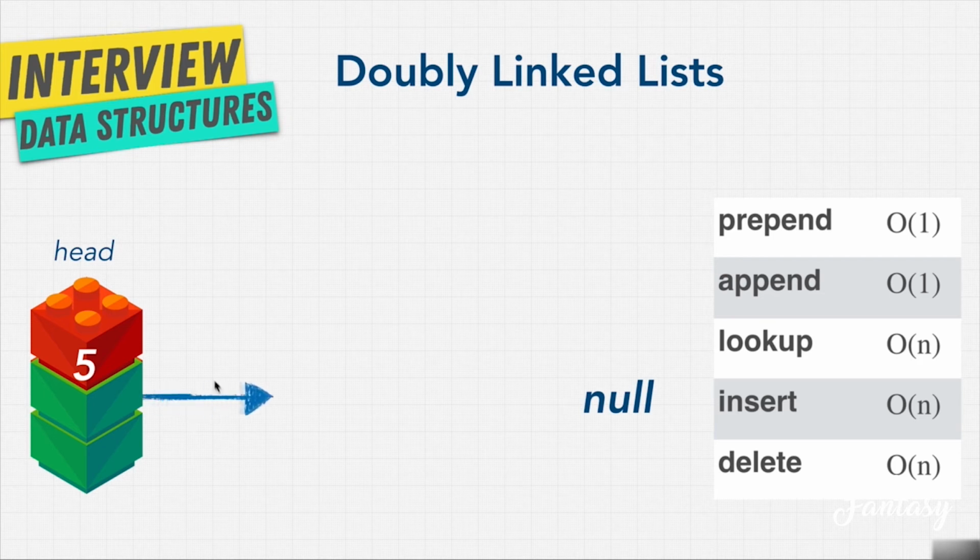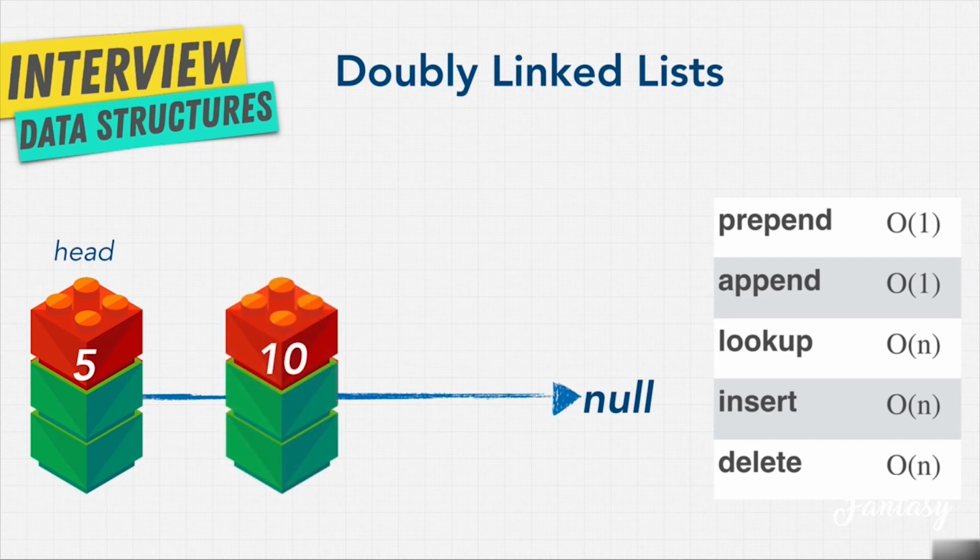We have a head node. Let's say we just have one node. You see that we have an extra block here. We're not really sure what this does yet. Now, if we wanted to add a new block to this list, a doubly linked list, and we wanted to add a node that contains the value 10, well, we would now have a pointer to the next node.